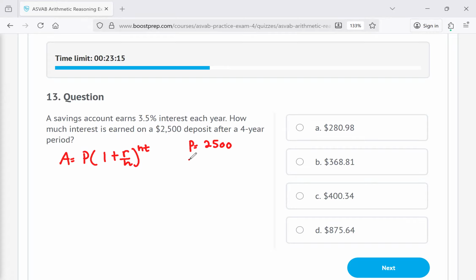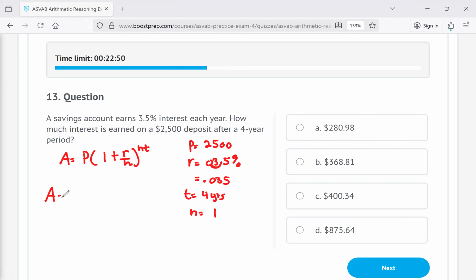and our rate is 3.5%. So just move that two places to the left. So it's 1, 2. So that would be 0.035. Our time is 4 years, and our n is compounded yearly, so our n is 1.